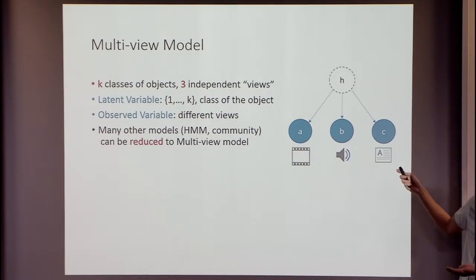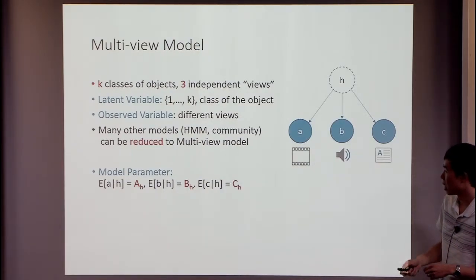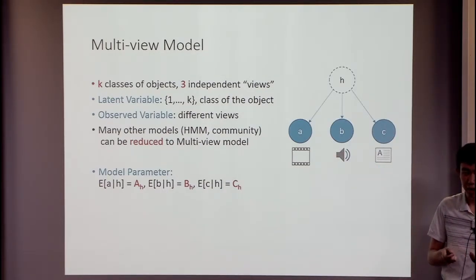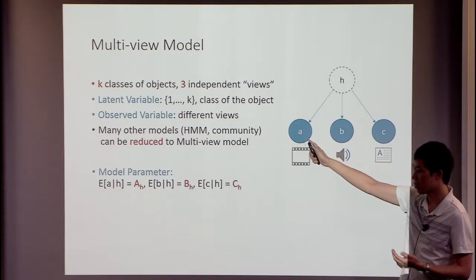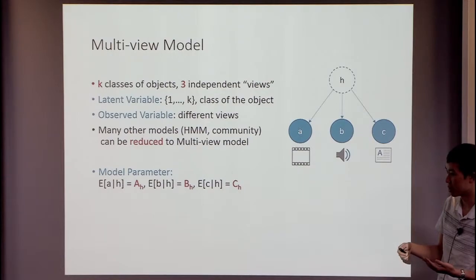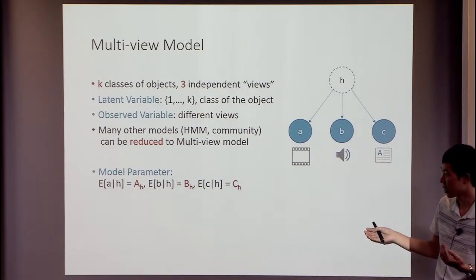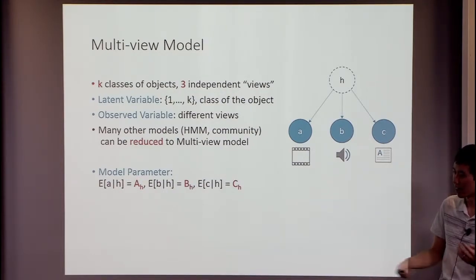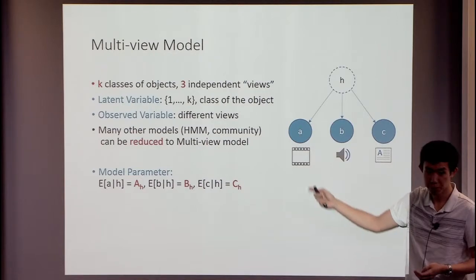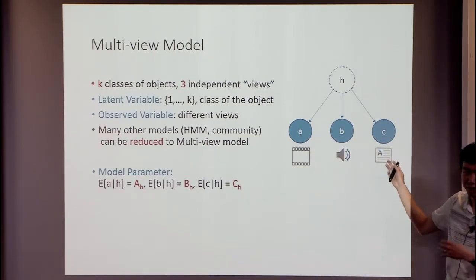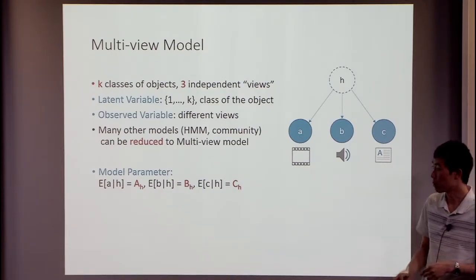And what are the model parameters in this multi-view model? Well, the model parameters will be the conditional expectations. So let's assume all these views are vectors in R^d. Then conditioned on the hidden variable having value i, there will be an expected vector for this first view, and that vector we say is equal to a_i. And we collect all these d-dimensional vectors, a_1, a_2 to a_k, as a matrix. So this A will be a d by k matrix, and its columns will be the conditional expectations of the first view. And similarly, we will have the conditional expectations of the second view and third view. So these are the model parameters, and the mixing weights are also part of the model parameters.